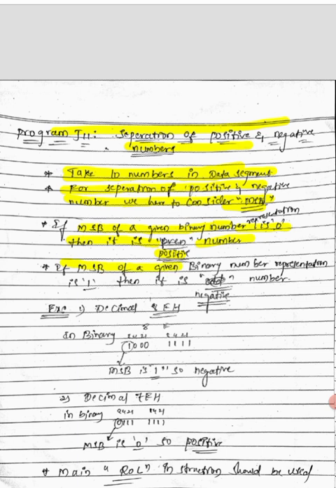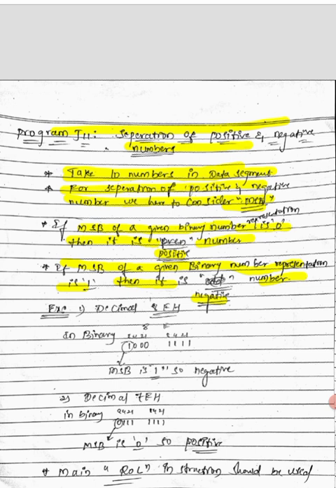If the MSB of a given number representation is 1, then it is a negative number. Means if you take a decimal number, write it in binary, and its MSB is 1, then it is a negative number. I will give two examples, one for negative and one for positive.